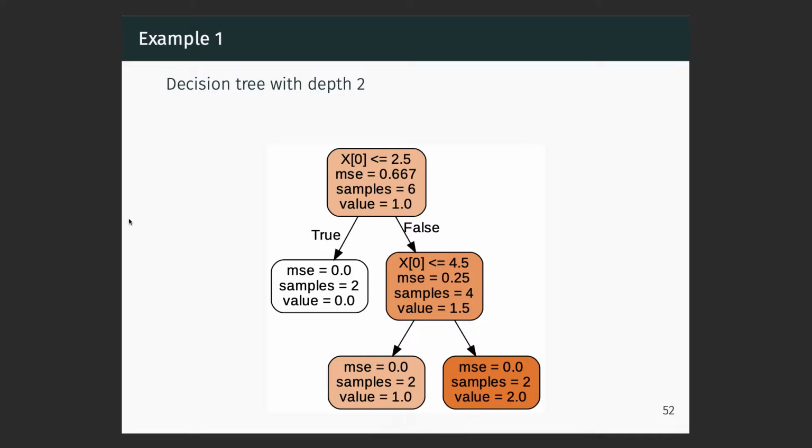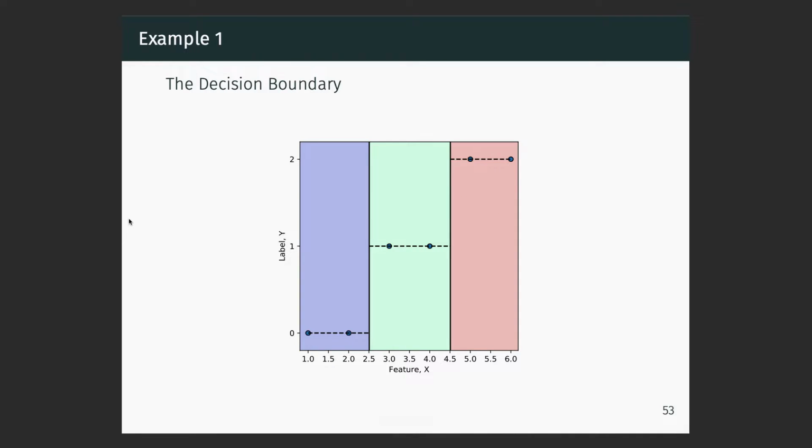And if we do a depth of 2, then for x0 less than or equal to 4.5, you then predict the value to be 1 or 2. It would look something like the following. If x less than 2.5, then you predict 0. If x greater than 2.5, you can then again split the tree into x is less than or equal to 4.5 or greater than 4.5. If x between 2.5 and 4.5 prediction is 1, and otherwise prediction is 2.